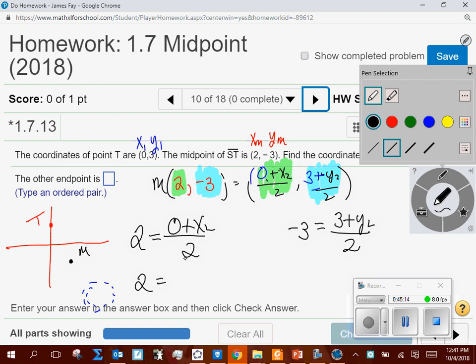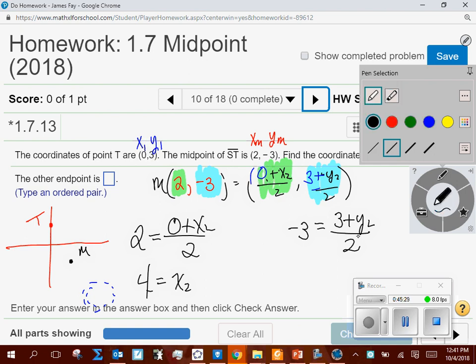And I get 0 plus x sub 2, which is just x sub 2, right? Maybe learn how to multiply. So 2 times 2 gives me 4. 0 plus x sub 2 is just x sub 2, right? So that's the coordinate then of this missing endpoint.